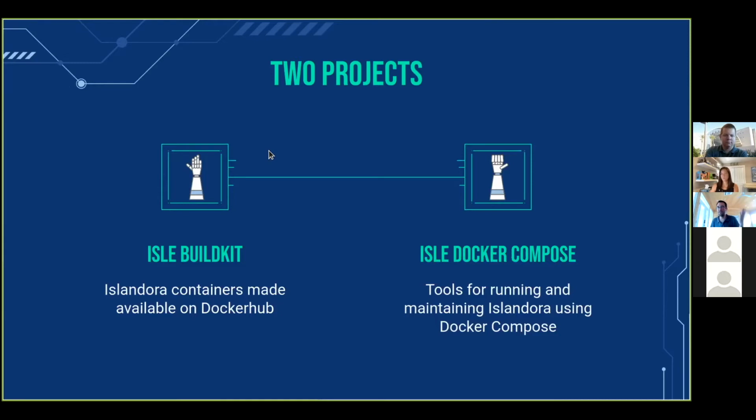The other half, the left hand and the right hand of this, is Isle Docker Compose, shortened to Isle DC. This is what you would actually use to run your Islandora. So if you want to spin it up, look at it, run it, maintain it, back it up, restore it, all that stuff, this all comes through Isle Docker Compose. This is not the only way to run the containers. You can use any orchestration tool that you would like, but there's really only a handful out there, and Docker Compose will get you a long way when you're getting started.